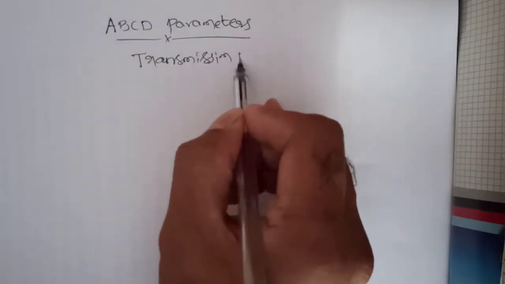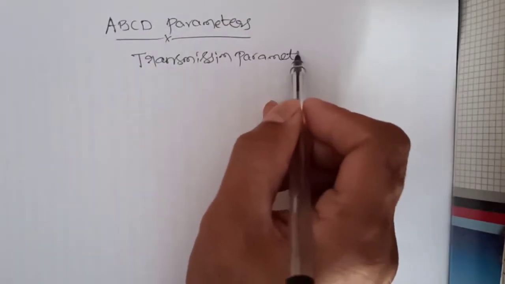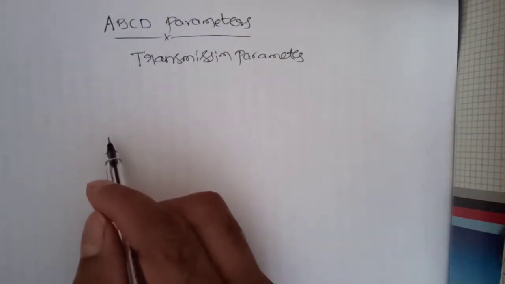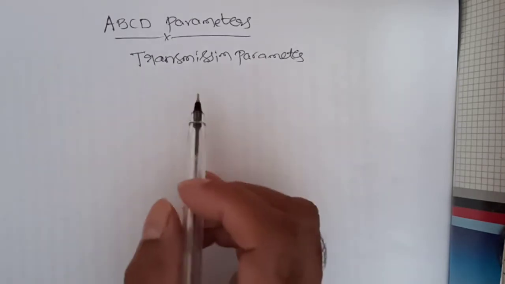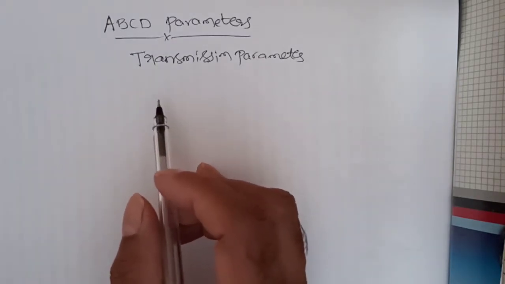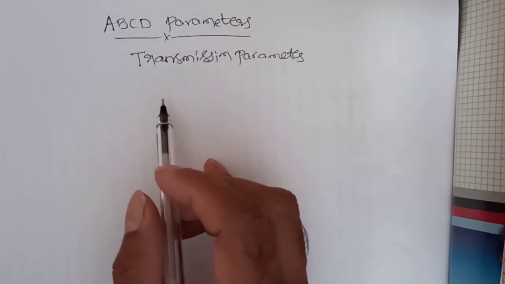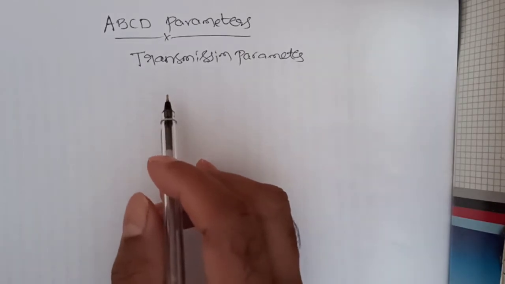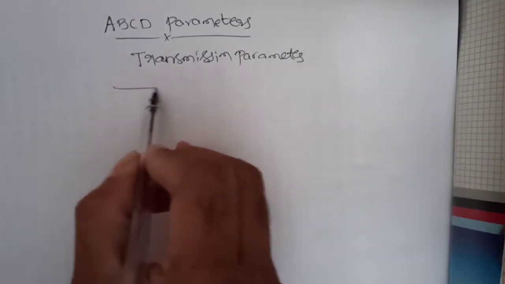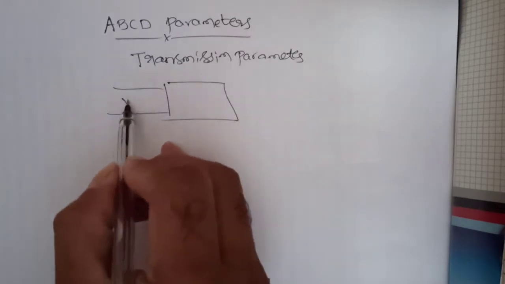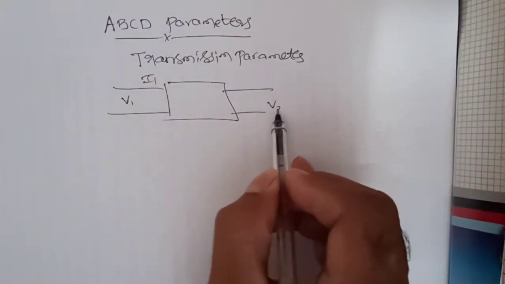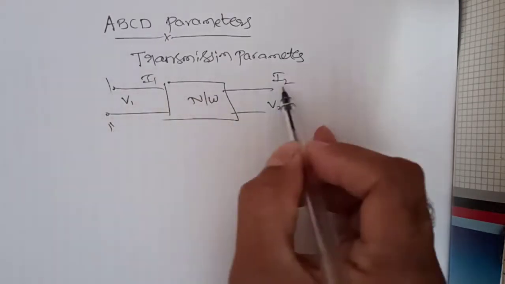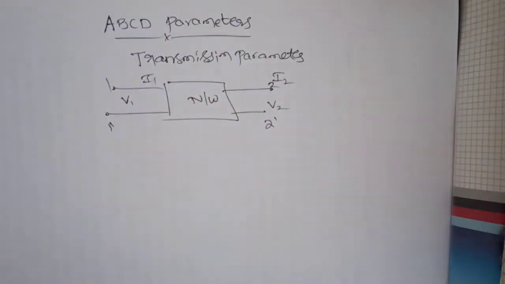Why? Because these parameters can be used in the analysis of transmission lines. So these are generally used in the analysis of power transmission, in which the input port is referred to as the sending end while the output port is referred to as the receiving end. Why? Because here, if you take the two port network, V1 and I1, V2 and I2 are the variables for the given network, with 1 dash and 2 dash as input and output port terminals.